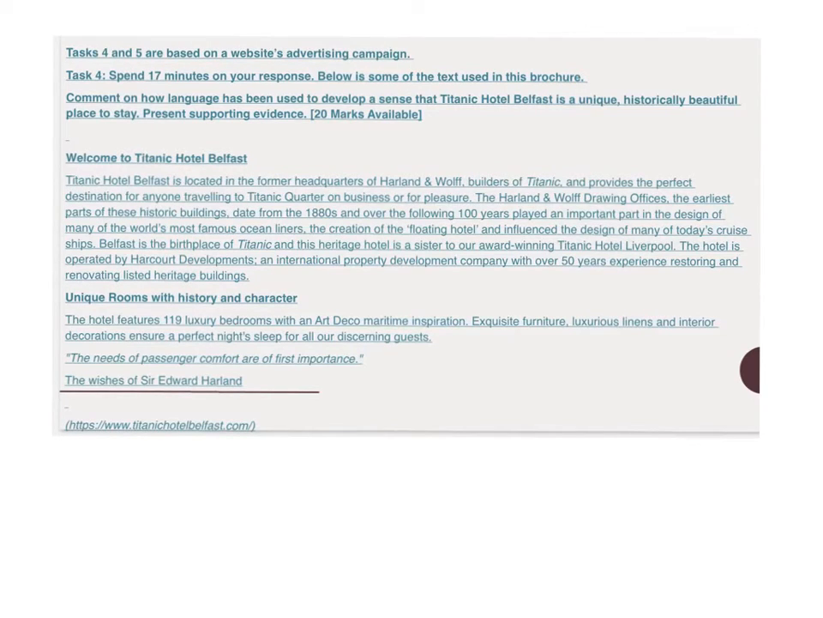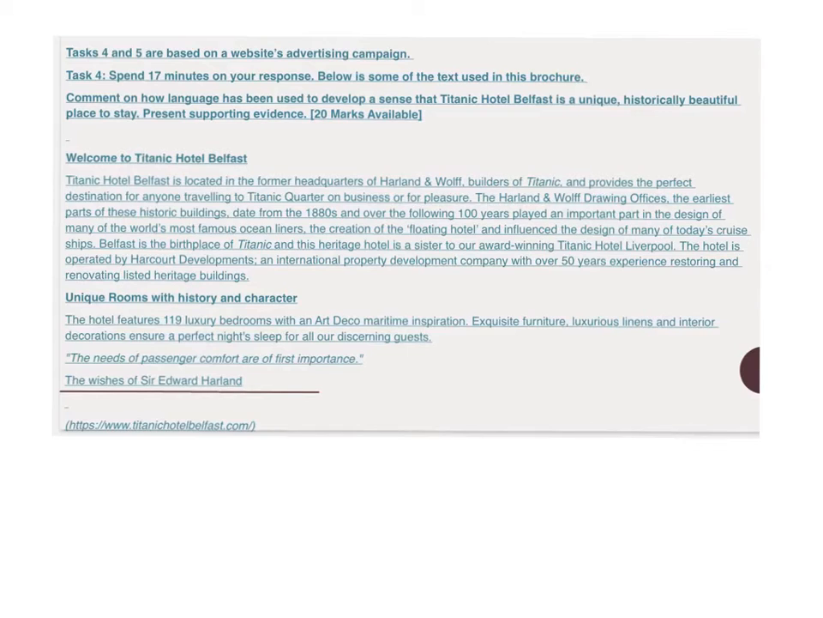Approximately 17 minutes should be spent on your response for task 4, and below is some of the text used in a brochure. Comment on how language has been used to develop a sense that the Titanic Hotel Belfast is a unique, historically beautiful place to stay. Present supporting evidence, and you know that's worth 20 marks.